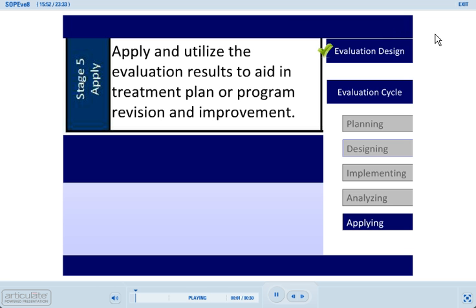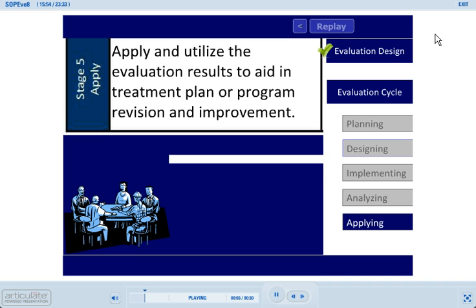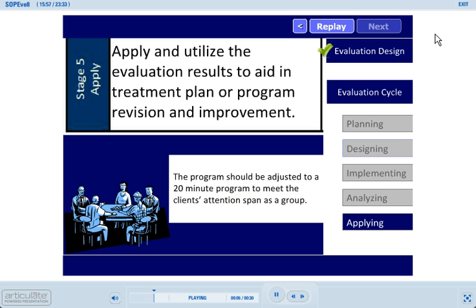In the final stage, applying and utilizing the evaluation results, you will complete the major purpose of all evaluation methods, to aid in treatment plan or program revision and improvement. Typically, data stemming from a well-designed evaluation plan is fairly straightforward about the improvements or changes needed. This information about remaining deficiencies or problem areas can be used not only for program improvement, but also for improvement in the next round of designing evaluations.